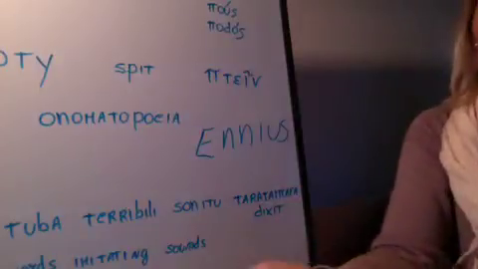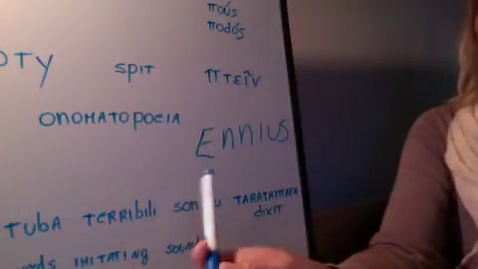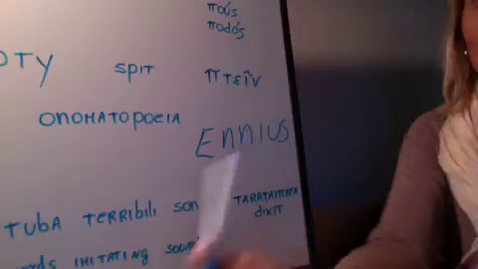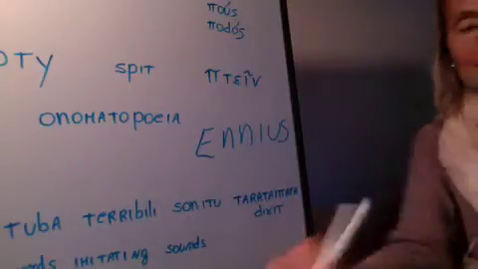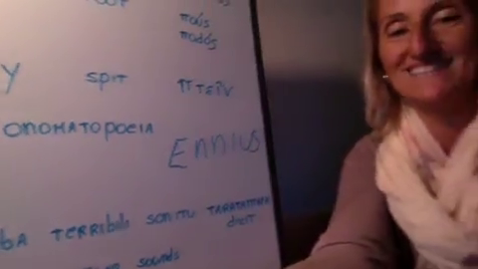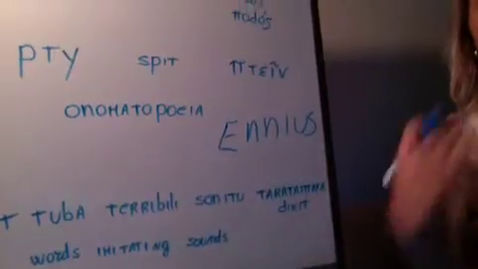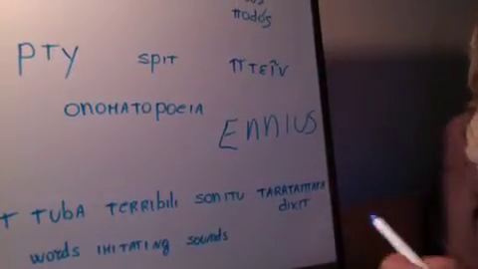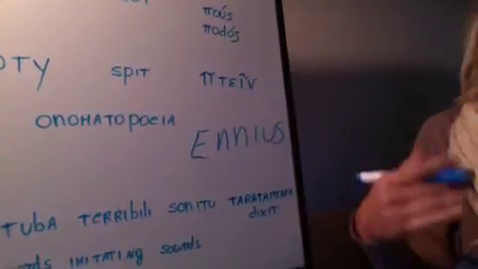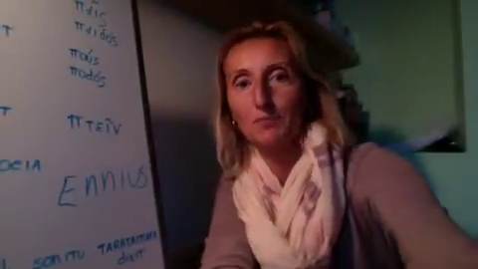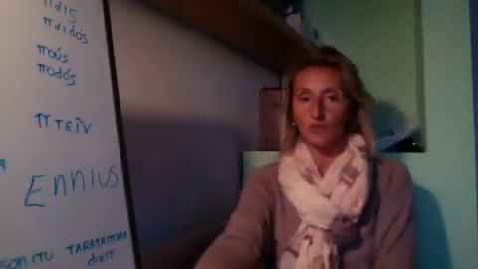And the line goes, Attuba terribili sonitu taratantara dixit, okay? So this taratantara is trying to imitate the sound of the trumpet, and the whole line with the repetition of the sound T tries to do the same, okay? Attuba terribili sonitu taratantara dixit. Okay, this is just a curiosity to remember the word pti, for spit.